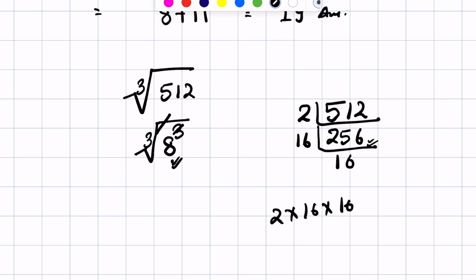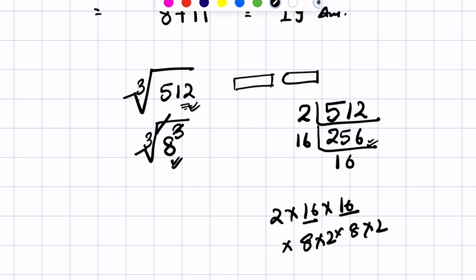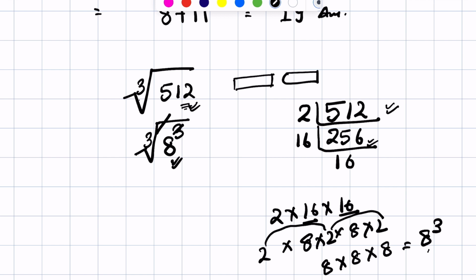Now cube root means we have to write these numbers in groups of 3s. So we have to factorize this number in such a way that the numbers are in groups of 3s. So 16 means 8 times 2. This 16 means 8 times 2. And here we have 2. So this is 8 times 8, and this 2 times 2 times 2 is 8. So we have 8 cube. We found that 8 cube is equal to 512. So cube root of 512 is 8.